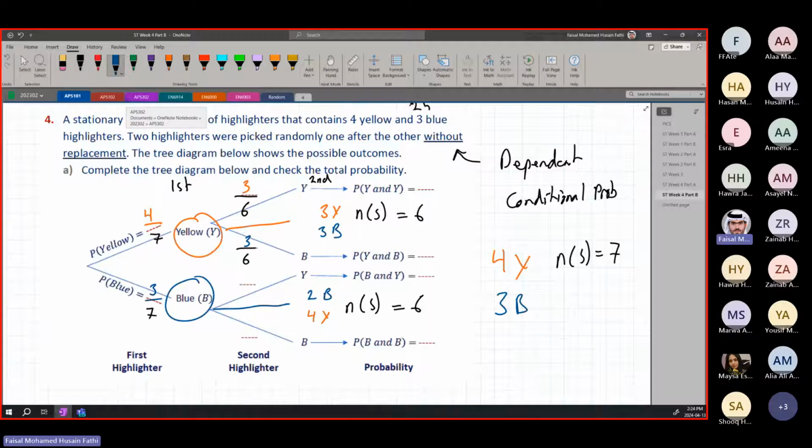And the bottom part of the tree, what is the chance of getting yellow now? We have 4 yellows still in the box, but our sample size has become 6. And here we only have 2 blues left in the box, and our sample size is also 6. So when it comes to doing the multiplication here, this is going to be 4 over 7 times 3 over 6. We're just multiplying the first number with the second number, like I explained before. For yellow and blue, we're going to be multiplying 4 over 7 by 3 over 6.